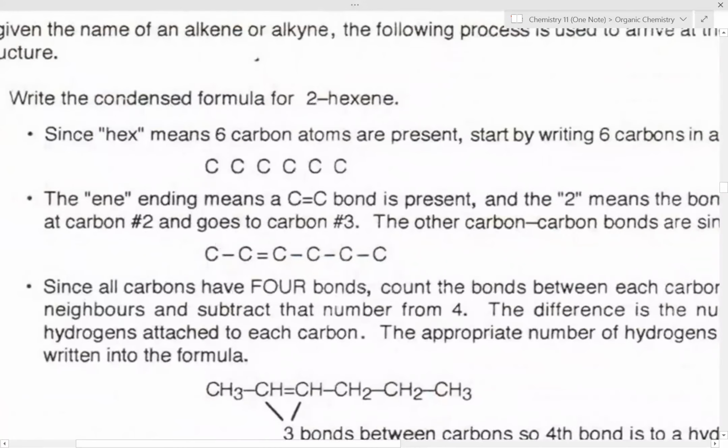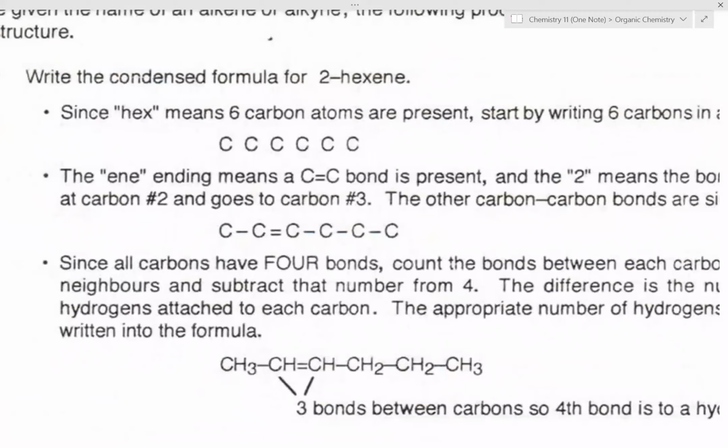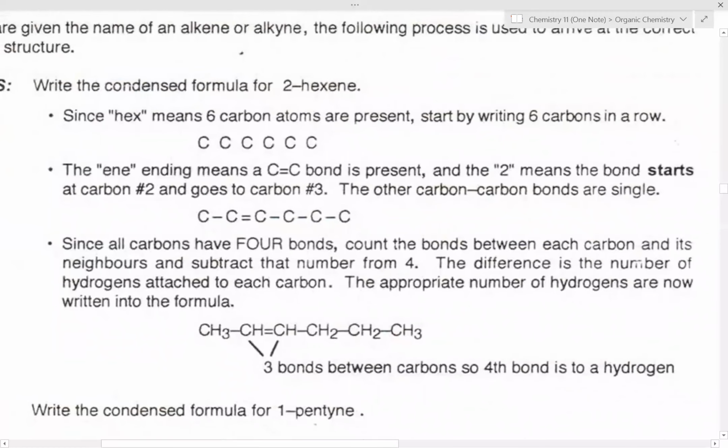So in this case, they said write the formula for 2-hexene. Now, if you read the little bullets, it says hex means 6. So I drew 1, 2, 3, 4, 5, 6. The E-N-E ending means that a carbon double bond is present, and the 2 means that the bond starts at carbon 2 and goes to carbon 3. So how would that work?